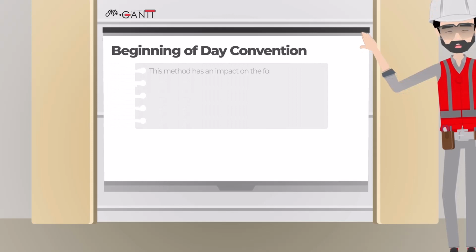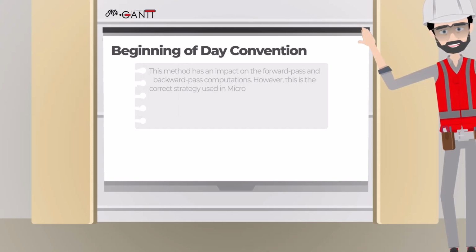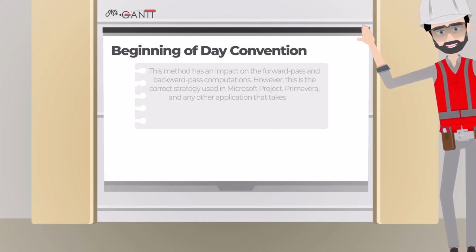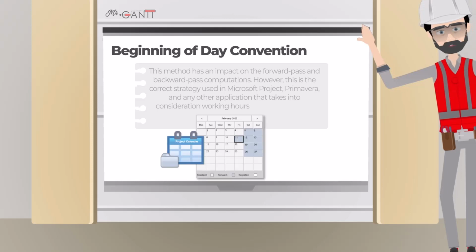This method has an impact on the forward pass and backward pass computations. However, this is the correct strategy used in Microsoft Project, Primavera, and any other application that takes into consideration working hours and calendar dates.